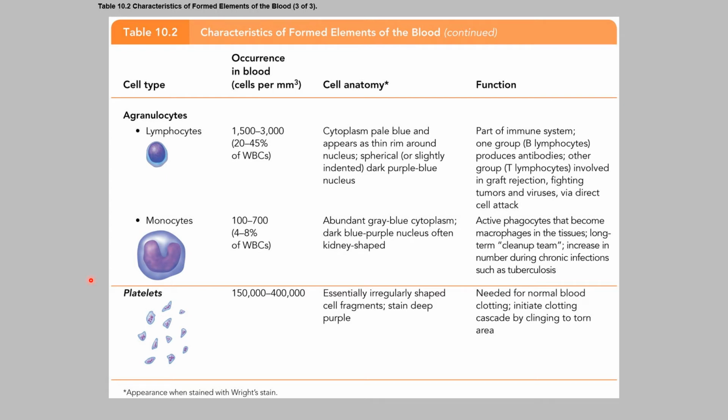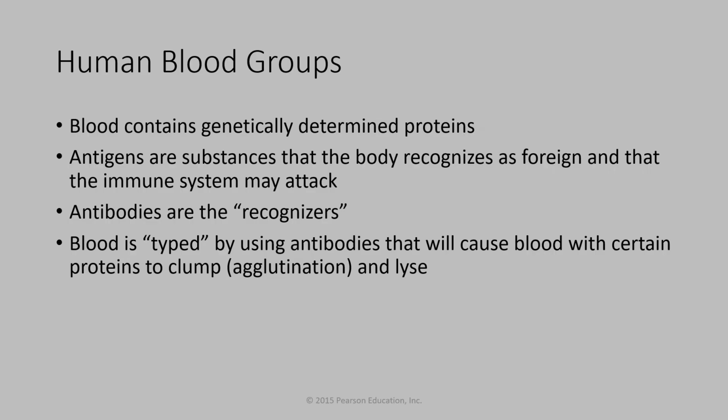And then your platelets, they look like little cell fragments. They will stain deep purple, very small as compared to the leukocytes and erythrocytes. And they are involved, as I said earlier, with blood clotting. So those are the formed elements that are found, the cellular components of the blood.